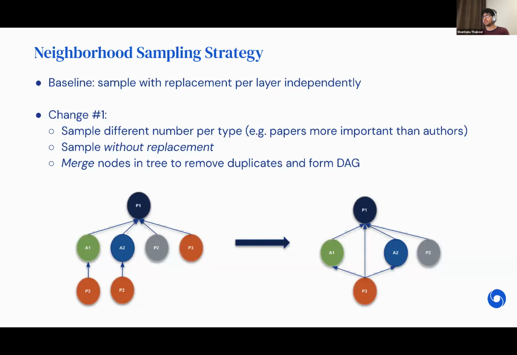Coming to the neighborhood sampling strategy, instead of sampling with replacement per layer, we made a couple of changes. First, we sample a different number of neighbors per type, so maybe more papers than authors. We also sample without replacement and merge the nodes in the tree to form a DAG. So for example, if there's some paper P1 written by authors A1 and A2, and it's being cited by a paper P3, but A1 and A2 have also written P3, then with the old strategy, you would have something like this on the left, where P3 is duplicated 3 times. But after merging, we get a much more natural DAG representation like this.